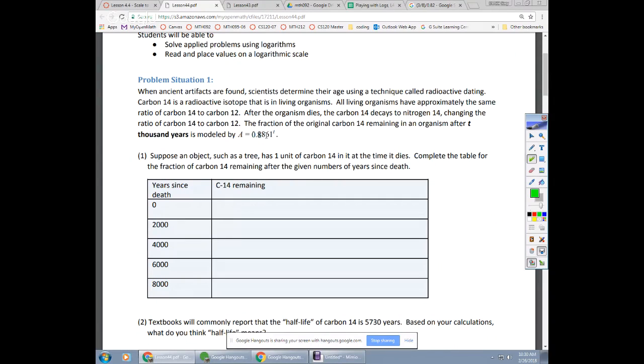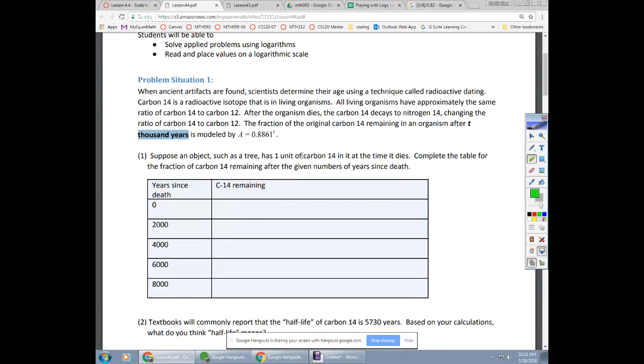And the formula for it right here, A equals 0.8861 to the T, that just tells us the fraction of carbon-14 that's remaining after, guess what T is here? 1,000 years. Yeah, that's a long time. Okay, so over 1,000 years, we lose like 11 or 12% of the carbon-14 that's in it. It shifts over to carbon-12.